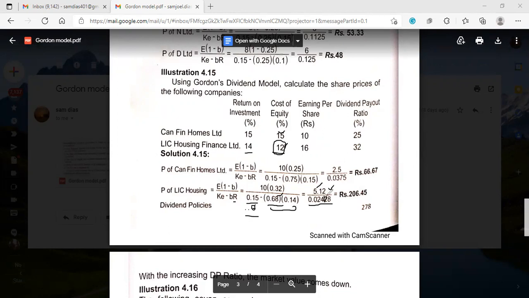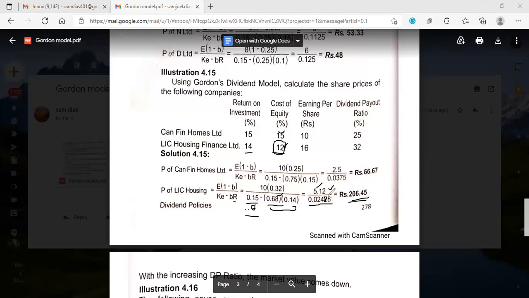So here 12 is extra, 0.0248. If we do the calculation, 5.12 divided by 0.0248, we will be getting 206.45. Okay, the answer is right.